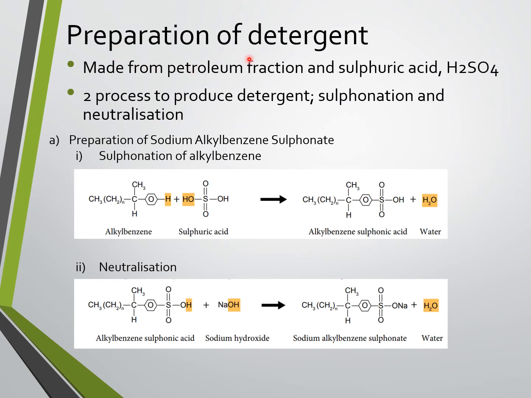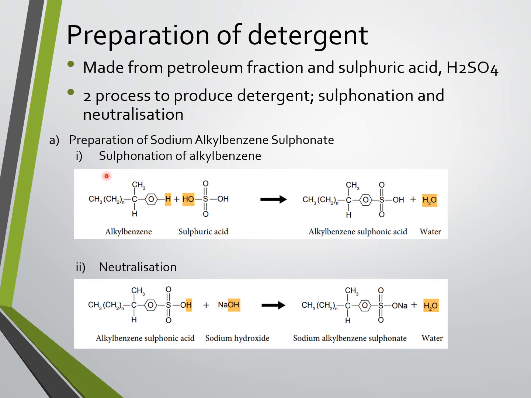Preparation of detergent: it is made from petroleum fraction and sulfuric acid, which is H2SO4. There are two processes to produce detergent, the first one is sulfonation and the second is neutralization. Here I would like to show you two different detergents, the first one is sodium alkyl benzene sulfonate, and both processes, sulfonation and neutralization, occur for each type of detergent.